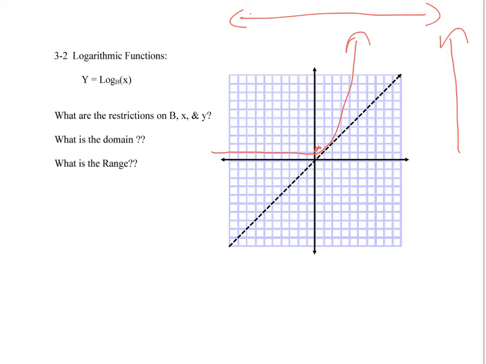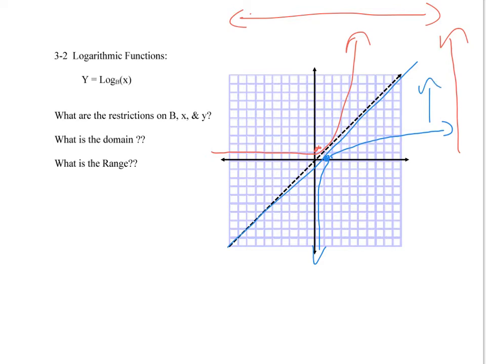Okay, the logarithmic function now is going to be the reflection over the line y equals x. So our critical point goes from (0, 1) to (1, 0). We have an x-intercept at 1. It's asymptotic to the y-axis on the negative side, and it shoots off to the right very quickly, but it continues always going up.